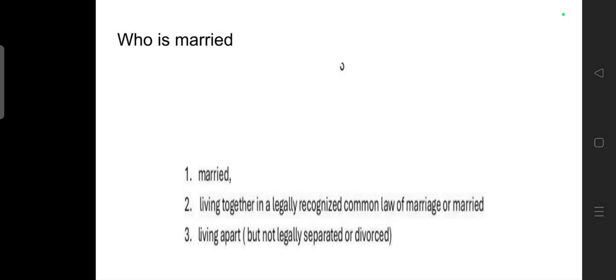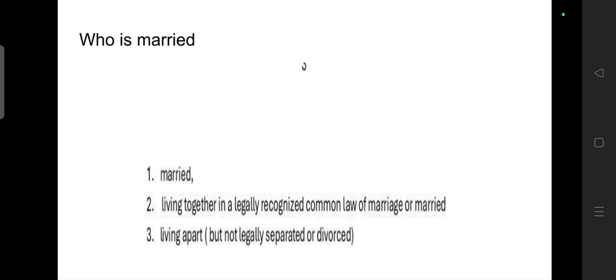Next, married. The same year-end test is applicable here. At the end of the year, 31st December, a person is married, or there are people who live together. Living together is also eligible, provided they are under a regularized mechanism, that is, legally recognized common law marriage.